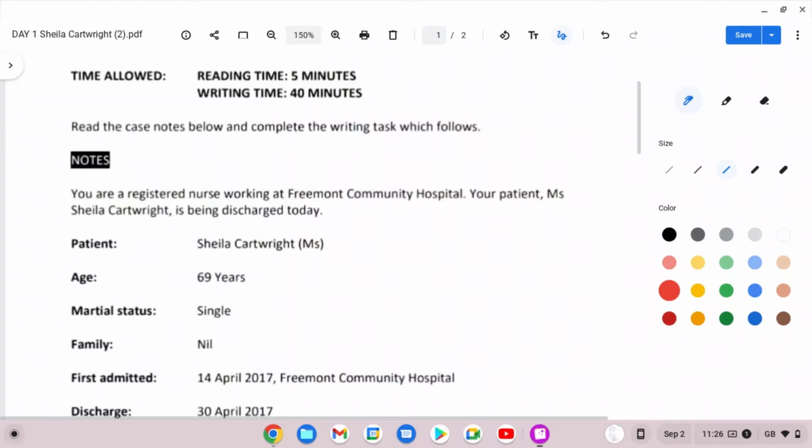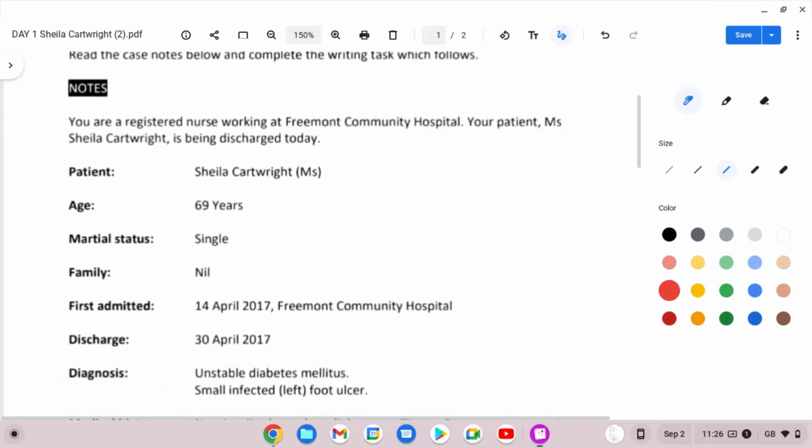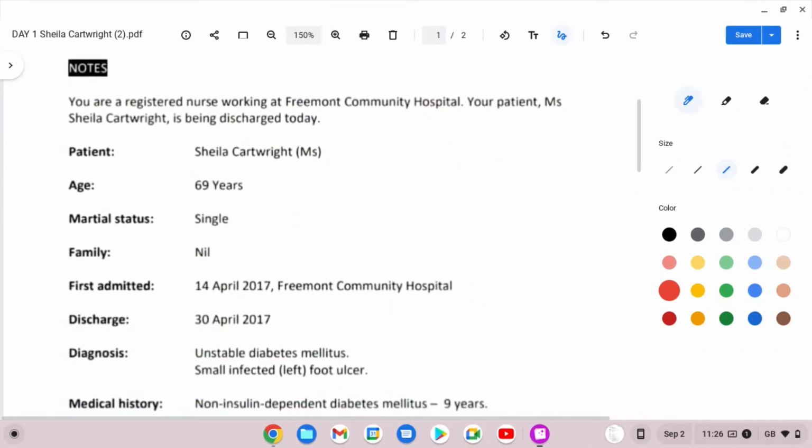The details of the patient's history are already given below: name of the patient, age, marital status, family, first admitted, discharge date. That is the date of the letter. You are writing this letter on the 30th of April 2017 according to this case note. Usually it is the examination date.